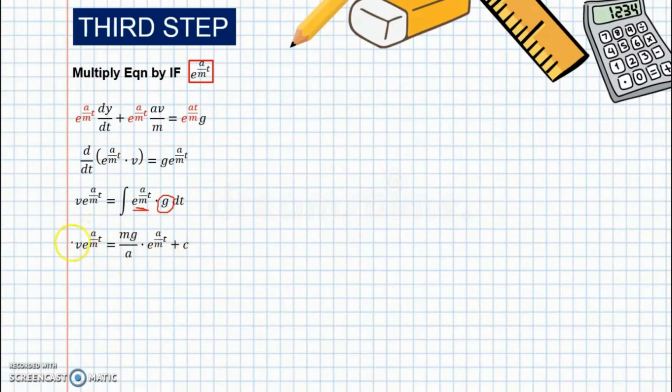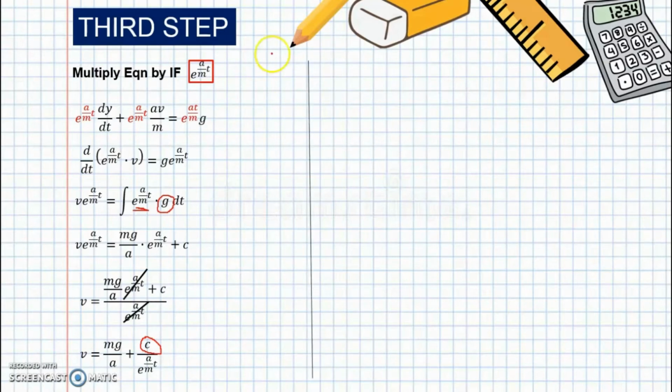Then we need to rearrange this equation by dividing by exponent to the power of At over M, and we simplify this equation, we will get this equation where C is a constant. From the question, it's stated that when the object is at rest, the velocity is equal to 0. So we need to substitute this value into this equation to find this constant, and then we will get C equal to negative mg over A.